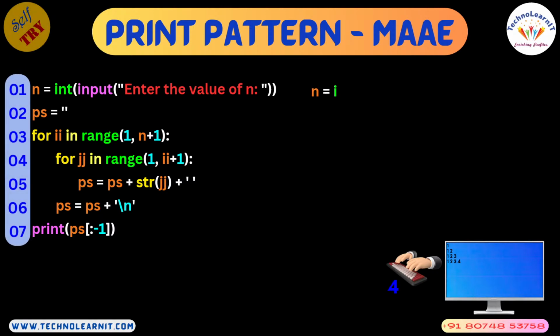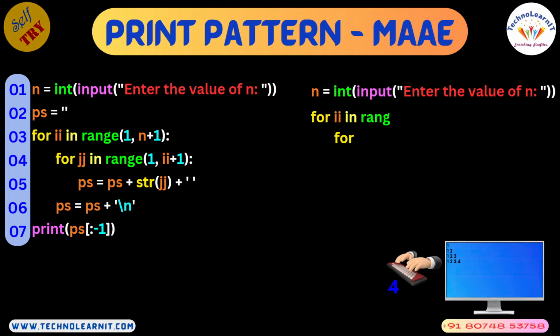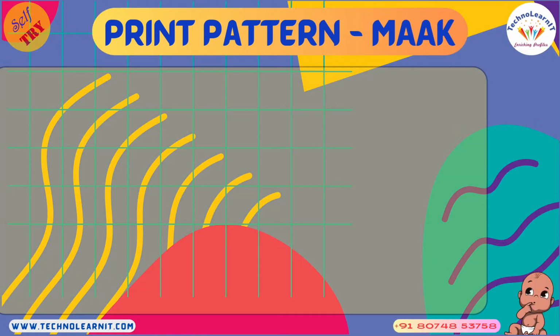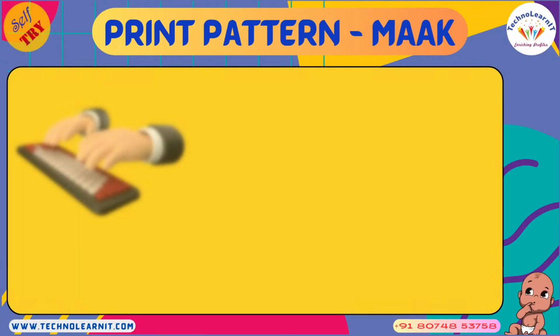Perfect. If you are not supposed to use any string operations, you can right away use the print function using the same range call. This is 5 lines of code to produce this output. Well, let's move on to the next pattern.